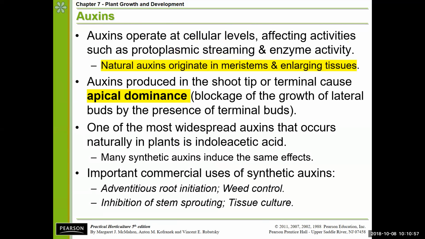Oh, sorry, one thing I want to point out there. Some important commercial uses of synthetic auxins include adventitious root initiation. Most of our rooting hormones are based on auxins. Weed control can also be accomplished through auxins. Inhibition of stem sprouting, and also tissue culture.